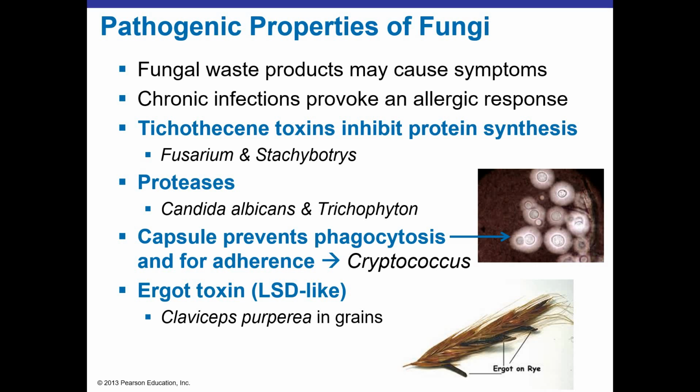They can have capsules that prevent phagocytosis and help in adherence. The picture here is of Cryptococcus, a yeast, and you see the very large capsule around it. It actually causes a fungal form of meningitis.